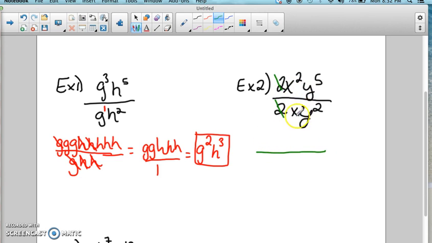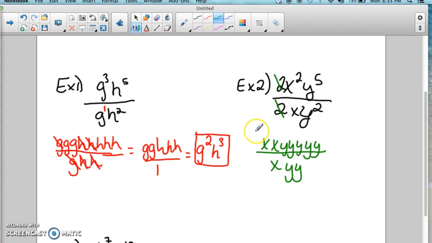So again, I'm going to expand it so we know what's going on. So we have x squared, which is x times x, and then we have y times y times y times y times y. And then we have 1 x at the bottom, and then we have y times y at the bottom because of y squared.